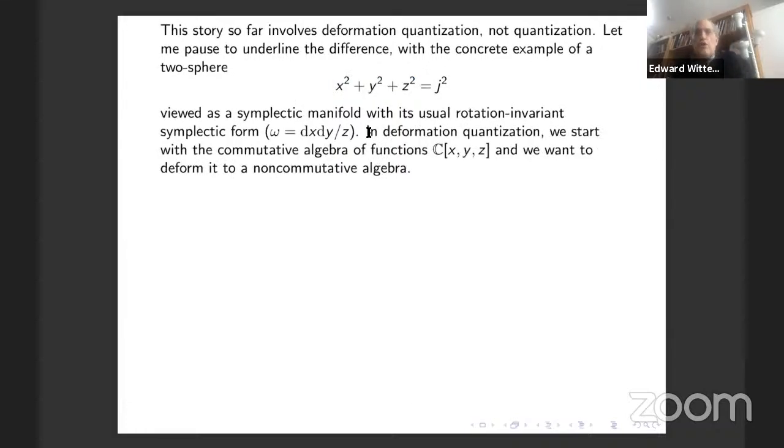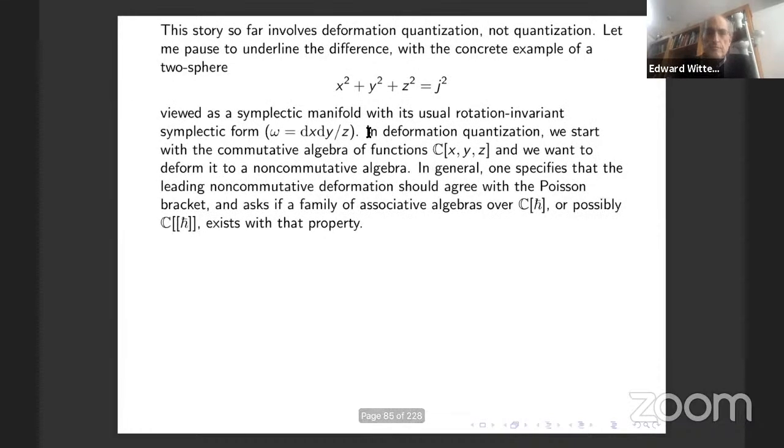In deformation quantization, you start with the commutative algebra of functions on the sphere. So you can think of those as polynomial functions of x, y, and z. Let's say complex valued polynomials in x, y, and z. And the problem of deformation quantization is to deform that commutative algebra to a non-commutative algebra, with the leading non-commutativity being given by the Poisson bracket. So in general, you ask for a family of associative algebras over C[[h bar]], or maybe C[h bar]. In other words, the difference is that in one case, h bar is a real or complex number. In the other case, it's a formal power series variable. But you want an actual or possibly only a formal deformation of the classical commutative algebra such that the leading departure from commutativity will agree with the Poisson bracket.